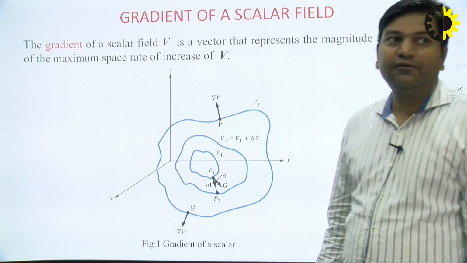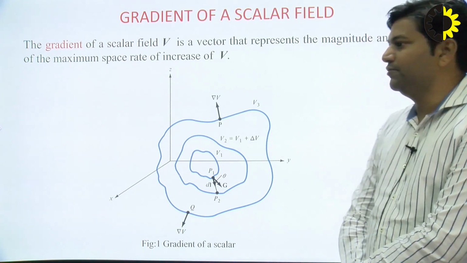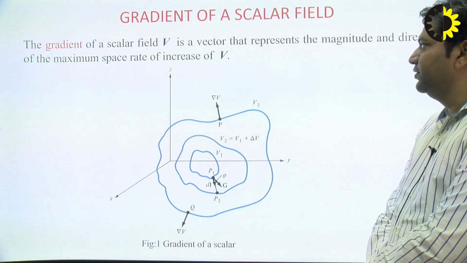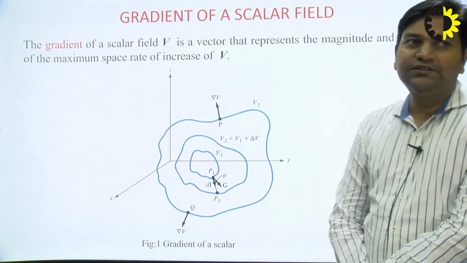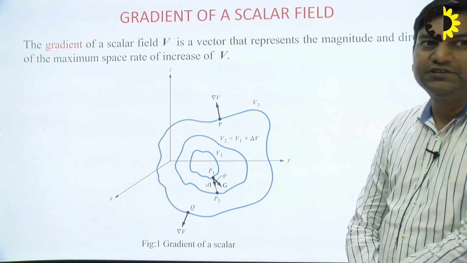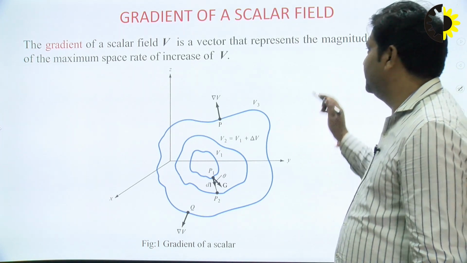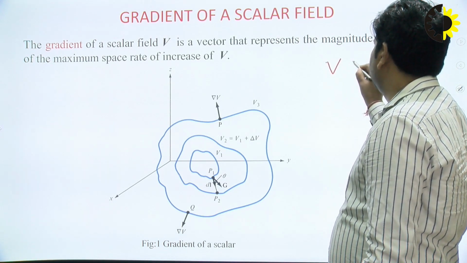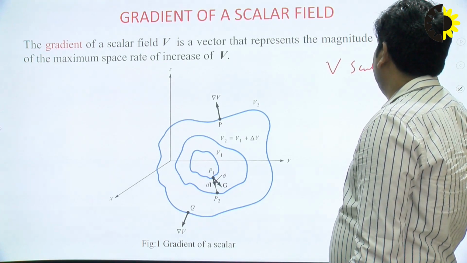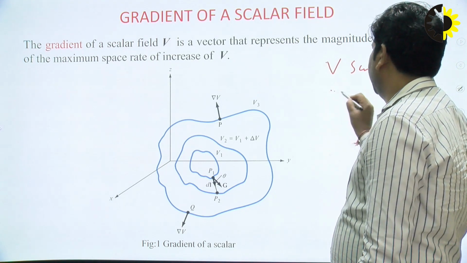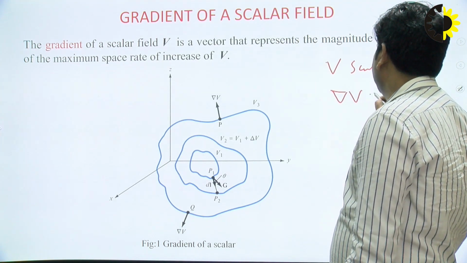So what is the meaning of gradient? Gradient is always calculated of a scalar field, and it gives a vector field. So what is the meaning of this? Gradient is a vector field which represents the magnitude and direction of the maximum space rate of increase of V. That means suppose V is the scalar field and we want the gradient of it, so the gradient is defined as del V.